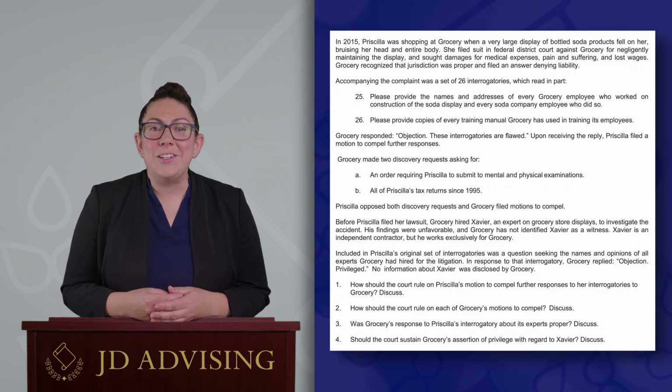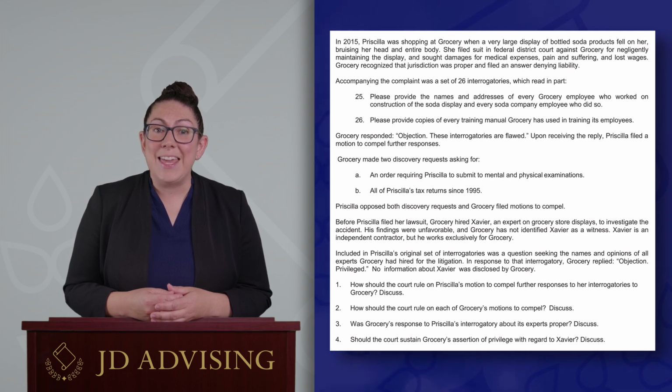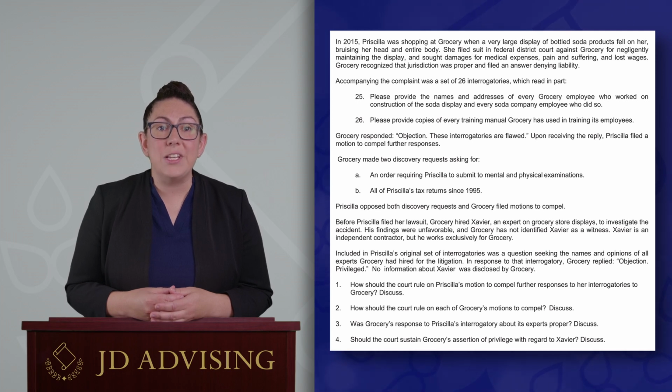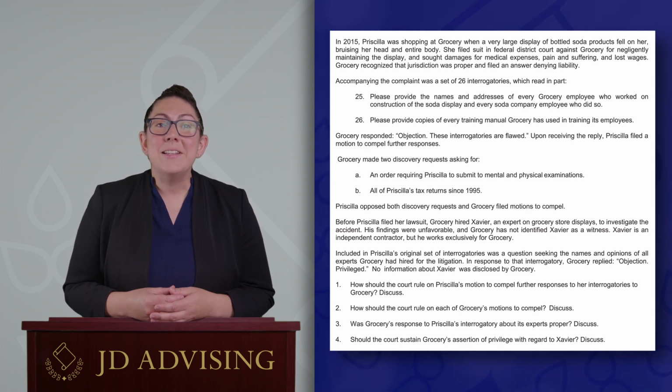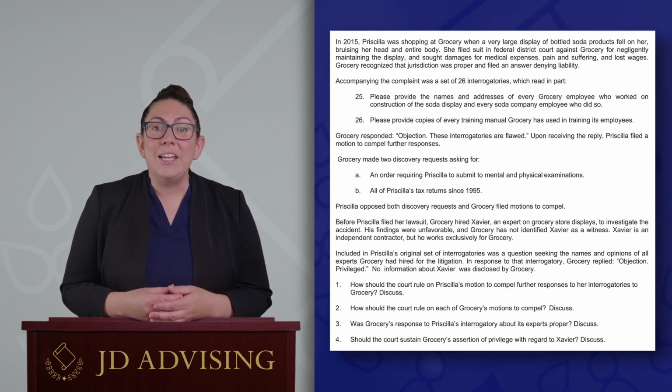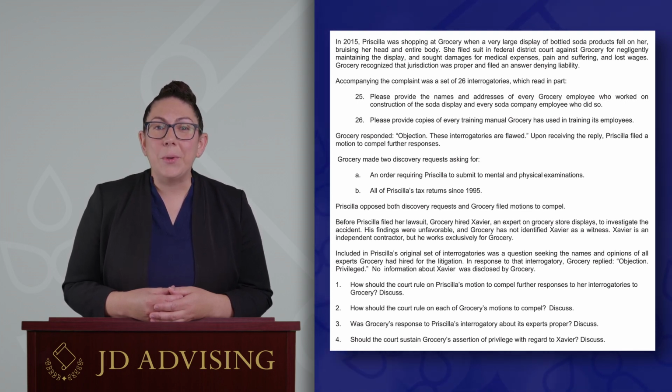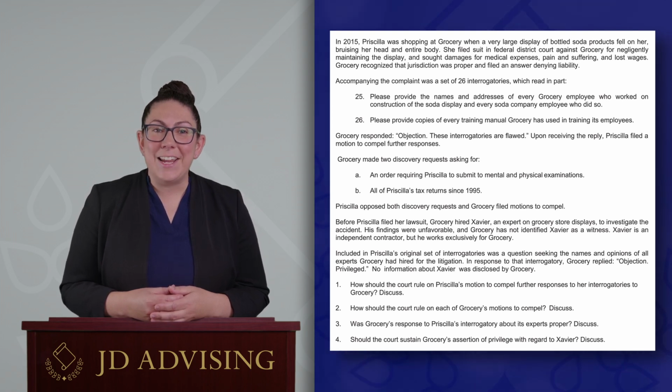I mentioned that we'll look at the July 2019 civil procedure question as an example. This essay includes a pretty specific series of questions at the end. It says, number 1, how should the court rule on Priscilla's motion to compel further responses to her interrogatories to Grocery? Discuss. Number 2, how should the court rule on each of Grocery's motions to compel? Discuss. Number 3, was Grocery's response to Priscilla's interrogatory about its experts proper? Discuss. And number 4, should the court sustain Grocery's assertion of privilege with regard to Xavier?